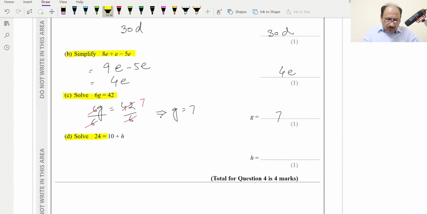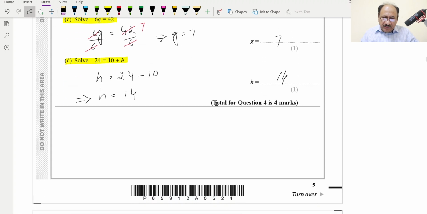D part, solve this equation. Algebraic equation is provided. So 10 we will be shifting to the other side, so h will be equal to 24 minus 10, and this implies h will be equal to 14. So the answer will be 14, which we can provide in the proper place.